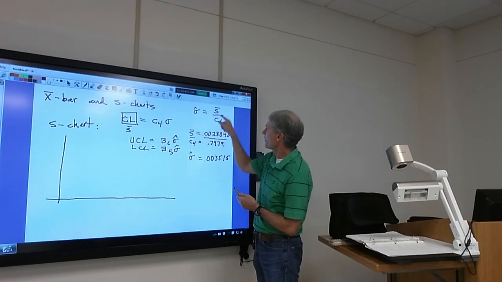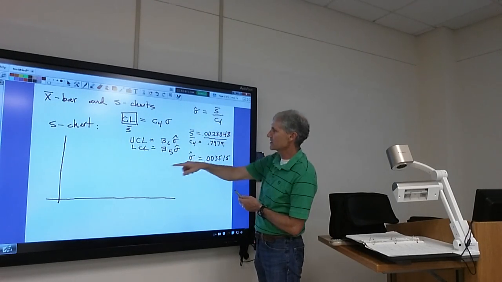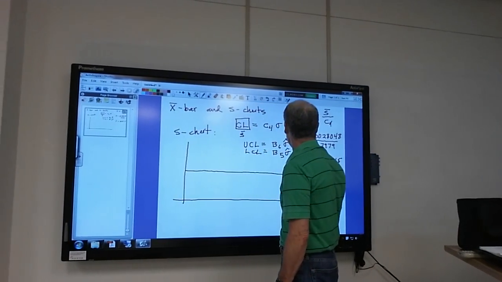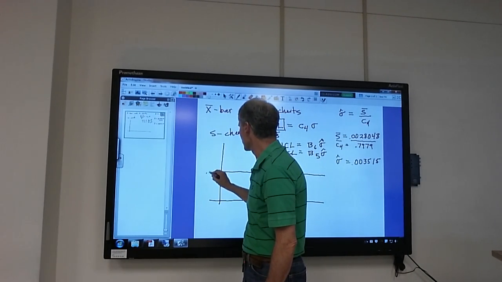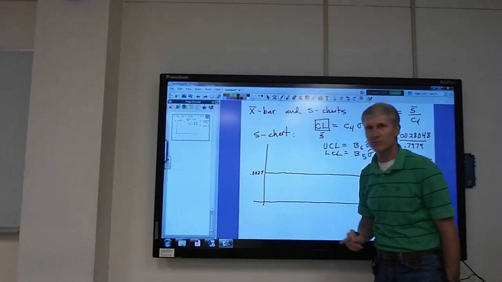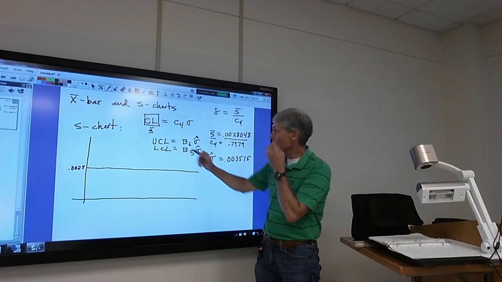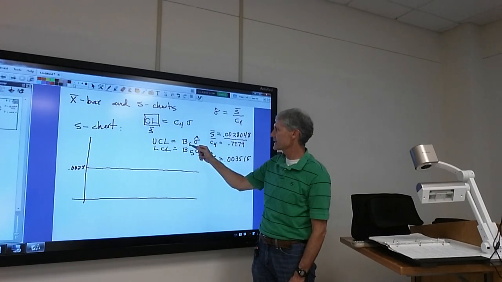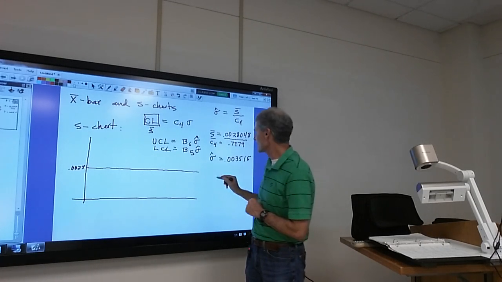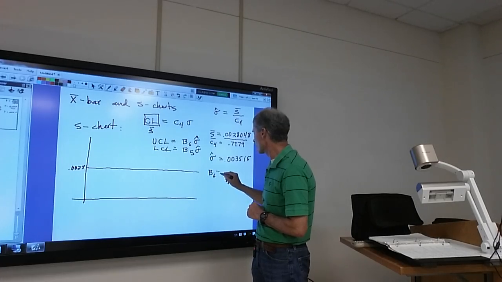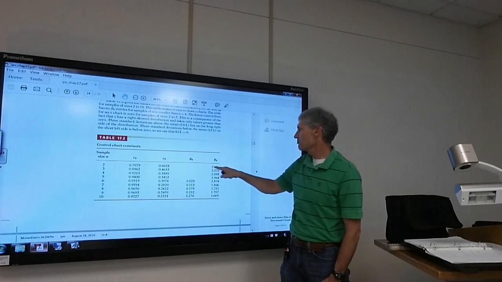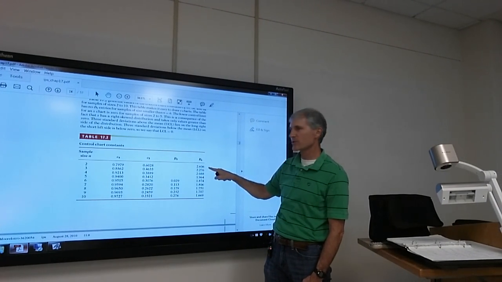But S bar, the top of this fraction, is my center line. So if I draw my center line, then on the y-axis it'll be at S bar, 0.0028, and I'll dispense with the rest of the decimal places. Okay. Then the upper control limit is now B6 times that sigma hat. Right? Oh, we need B6. So let me make a place for it here. B6, go back to the table. Samples of size 2, B6 is 2.606.